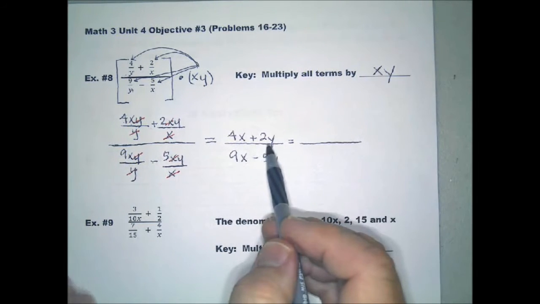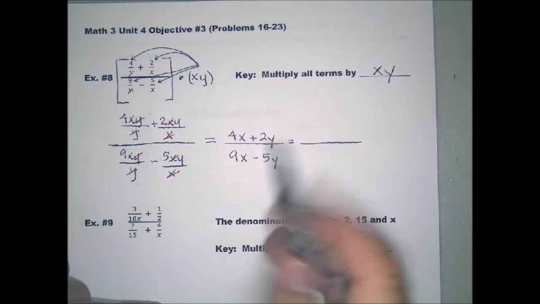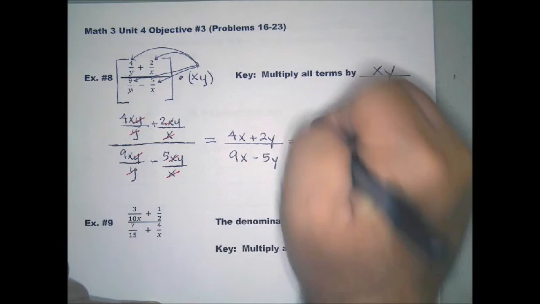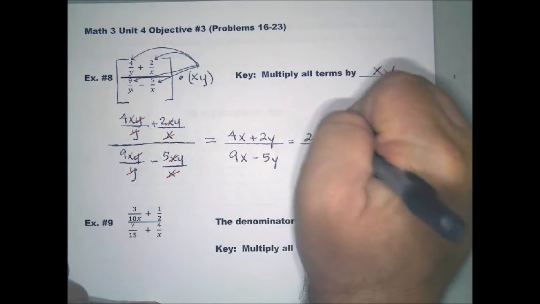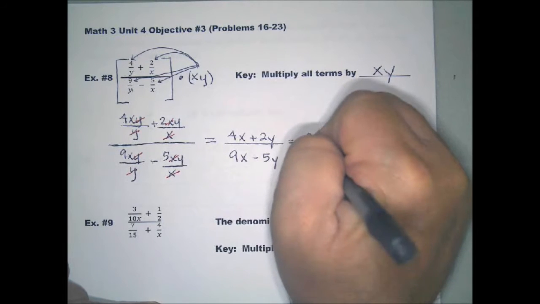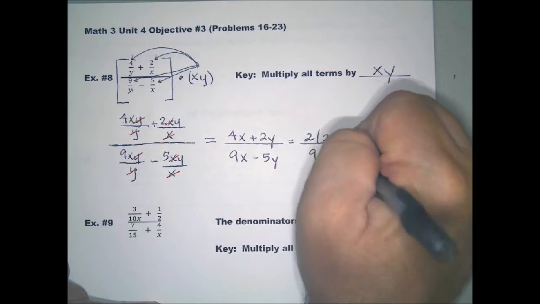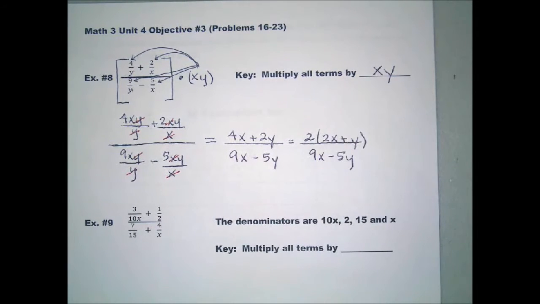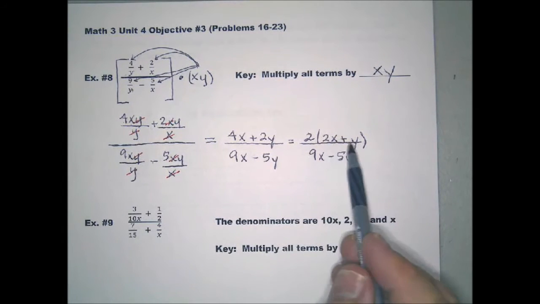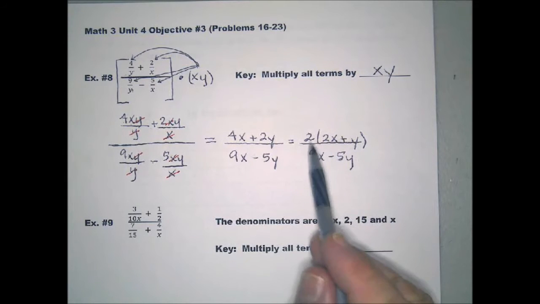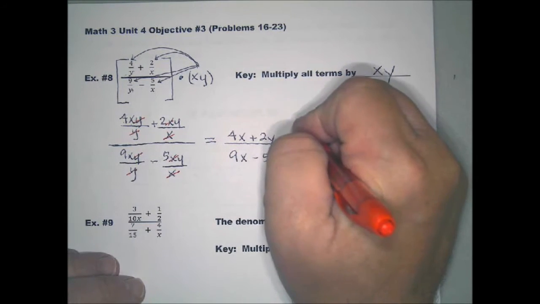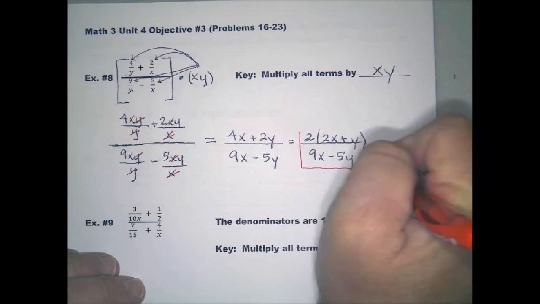Now you may have noticed that the numerator can be factored by a greatest common factor, so I'll do it. I'll pull out a 2, and I'll be left with 2x plus y over 9x minus 5y. Now it really didn't do anything because there isn't anything that can reduce with 2x plus y down here, and there's nothing that can reduce with that 2 right there. So that's the answer.